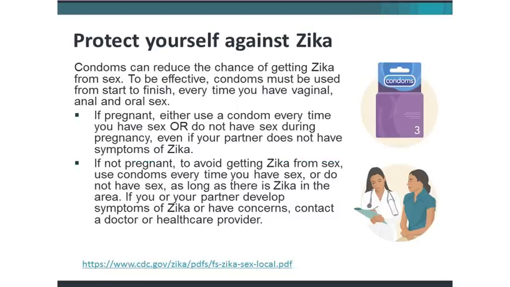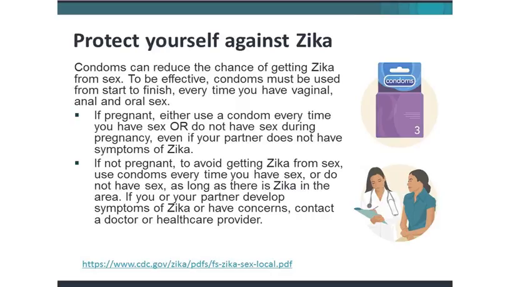And also, as I mentioned, Zika virus can be transmitted sexually, which is highly unusual for a mosquito or arthropod-borne virus. In fact, it's the first time we've ever observed this. And so for that reason, it's also very important to talk about the other modes of protection, which we know that condoms can reduce the chance of getting Zika from sex, assuming that they're used correctly and effectively, which means that they're used from start to finish. They're used with any form of sex, vaginal, anal, or oral.